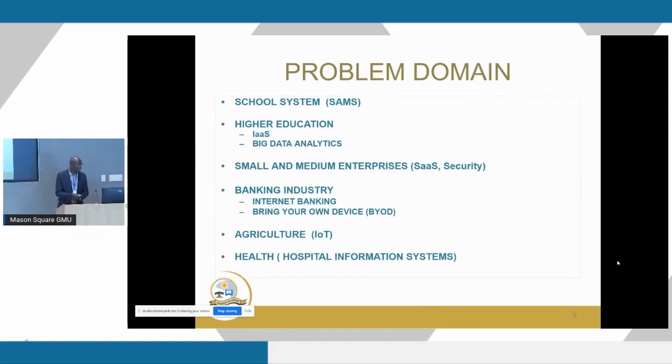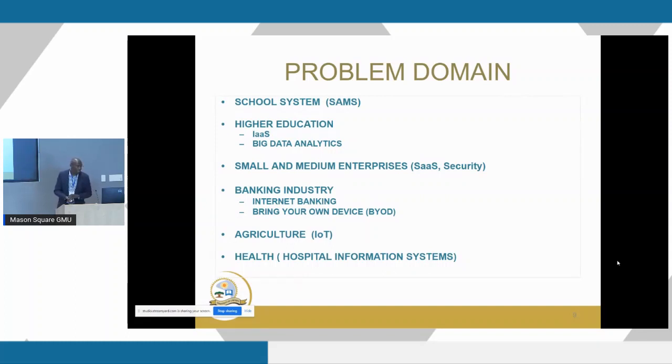And then also another area in which we have worked is in higher education. We've looked at things like infrastructure as a service. Why, for example, some universities are not using infrastructure as a service. We're also looking at the use of big data analytics. I mean, because the technology is there, why is it not being used?